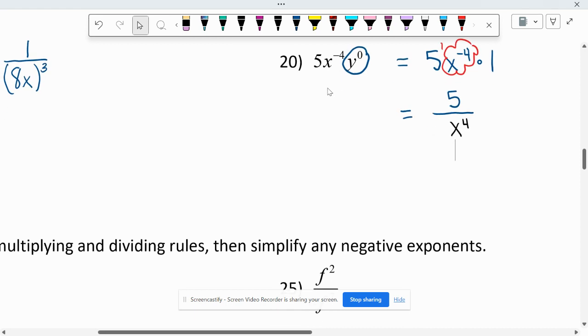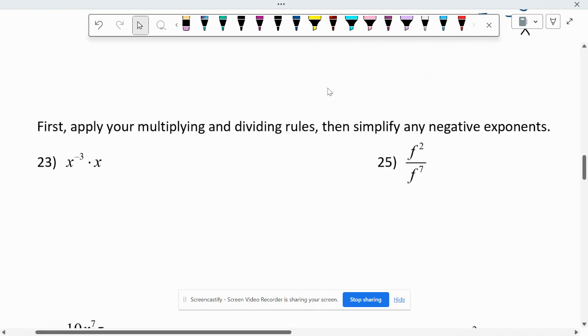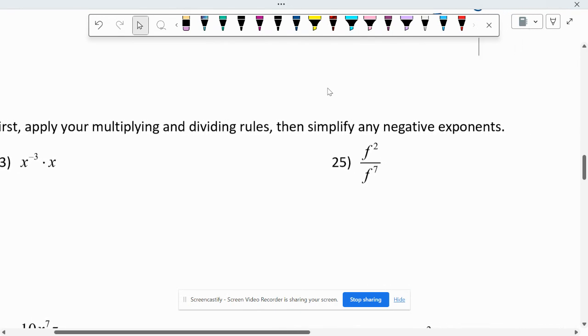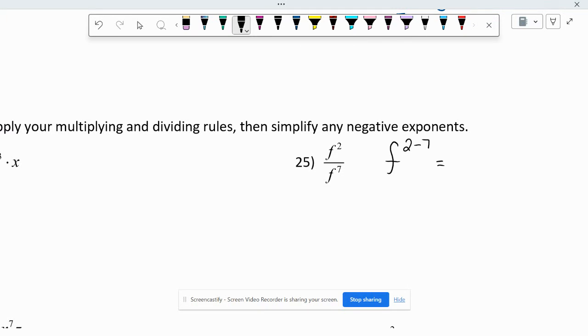Now let's do some division rules. So when we divide, remember, we subtract. I'm going to skip number 23 because it's just a multiplication rule. I'm going to go to number 24. So this becomes f to the 2 minus 7. I cannot leave my answer as a negative exponent. So what does that become first? What is 2 minus 7? Negative 5. So f to the negative 5th power. But I can't leave it as a negative exponent. So what do I have to do? Put it down in the denominator. 1 over f to the positive 5 power.